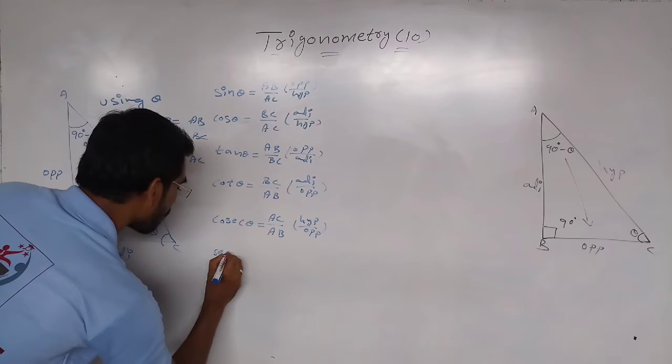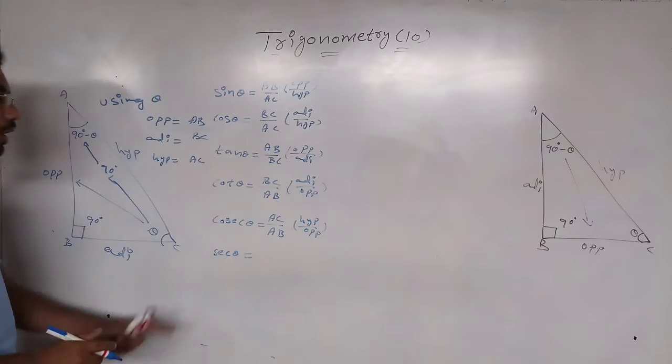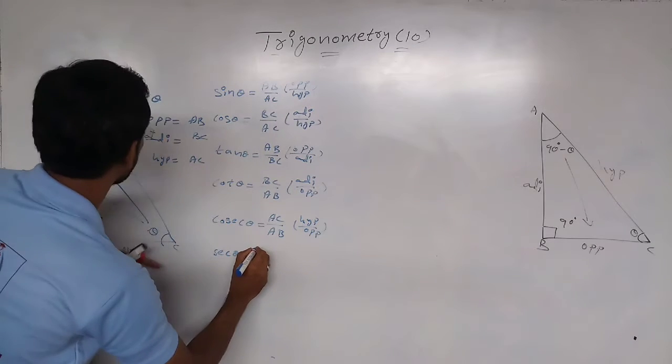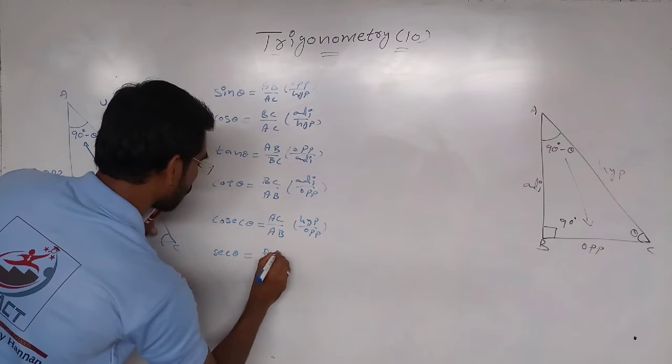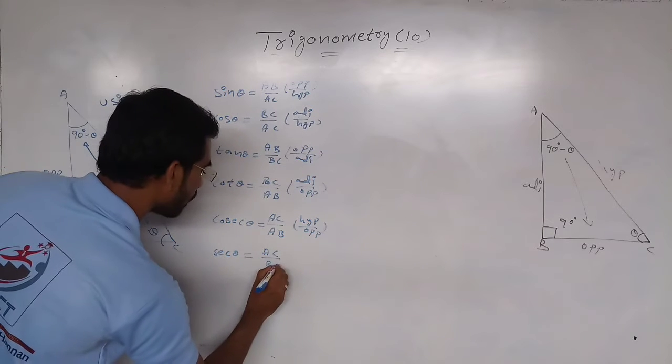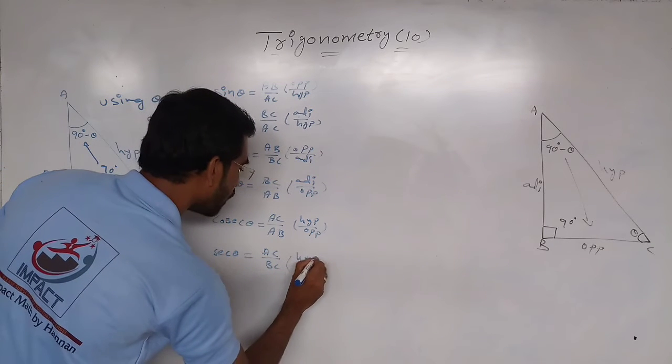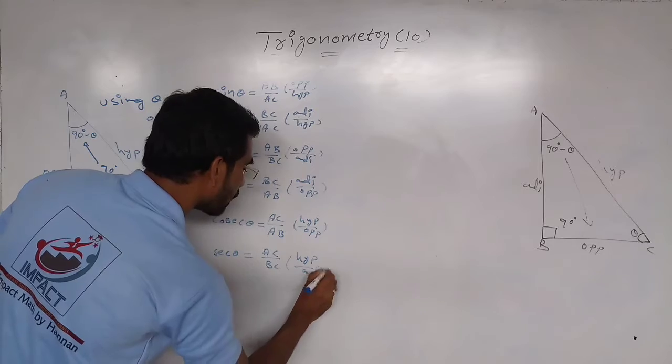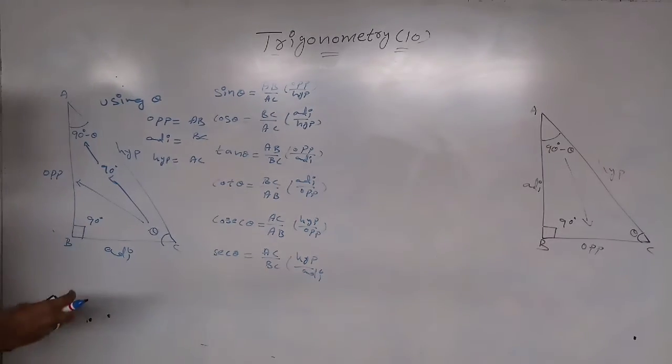Next, sec theta is equal to hypotenuse by adjacent side. Adjacent is BC, that is hypotenuse by adjacent side.